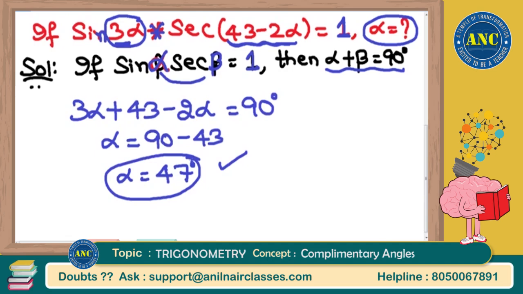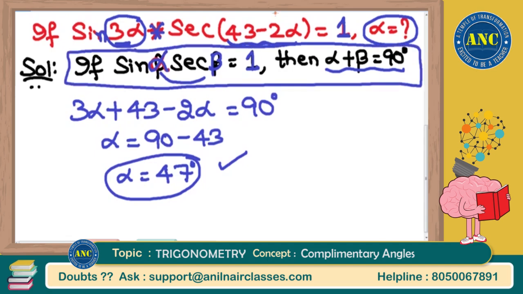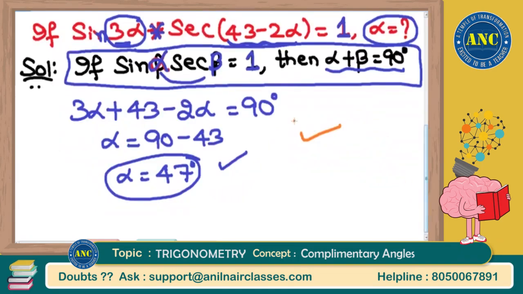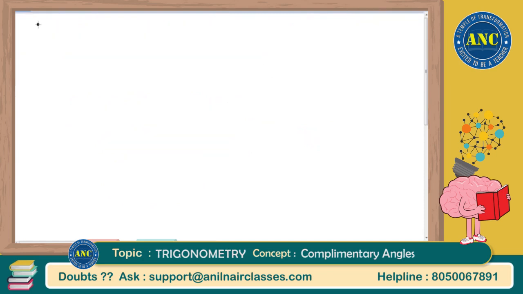Answer for my question is 47 degrees. Next. Now see here. This question is clear. This question also should be clear. In this question I am making use of tan alpha into tan beta is equal to 1. In this question I am making use of sin alpha into secant beta is equal to 1. Similarly, I can take another question which can be used by this concept.